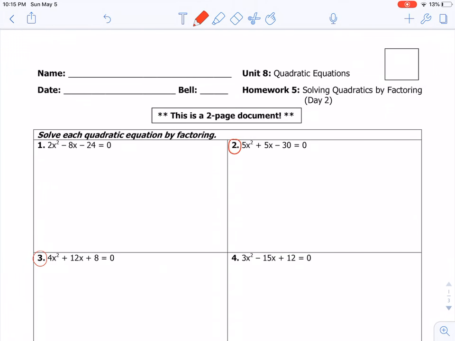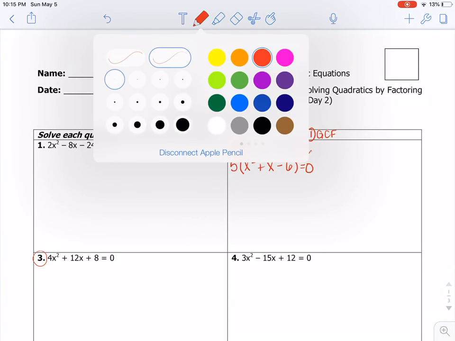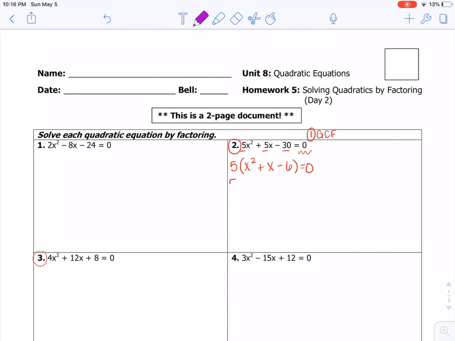The first thing that we always want to look for is still our GCF. If I look for my GCF here, I have a 5 and 30. Notice that it's set equal to 0, and we're going to continue to keep it set equal to 0 because we are solving. So I'm going to take out a 5, and I have x squared plus x minus 6.